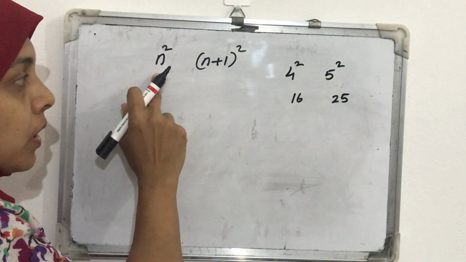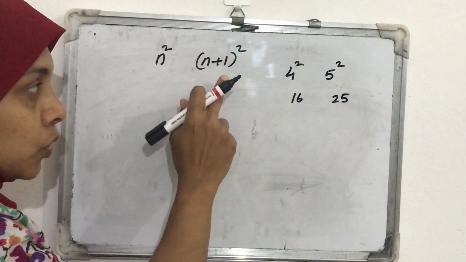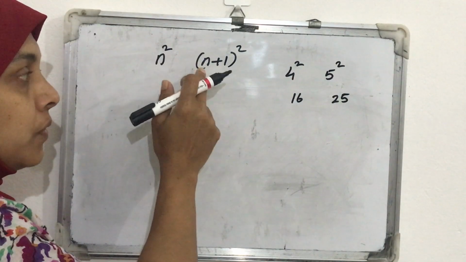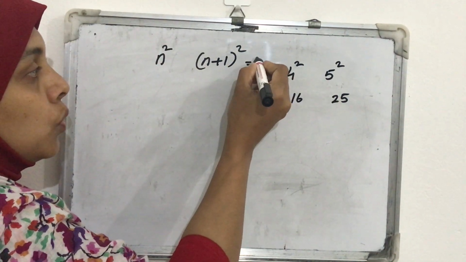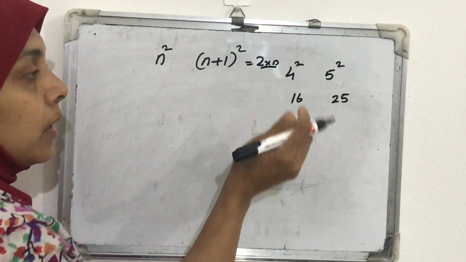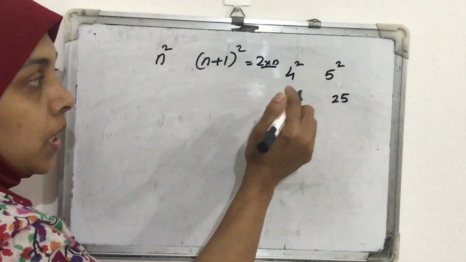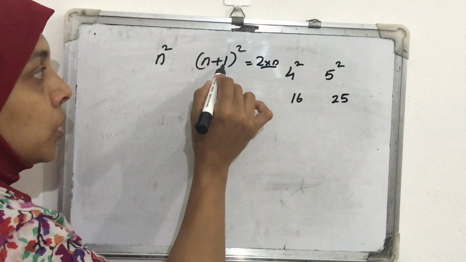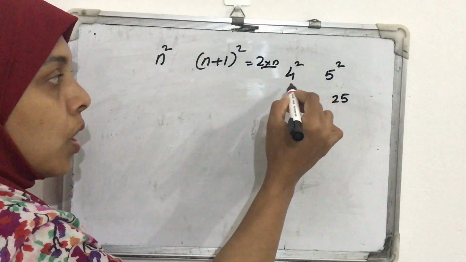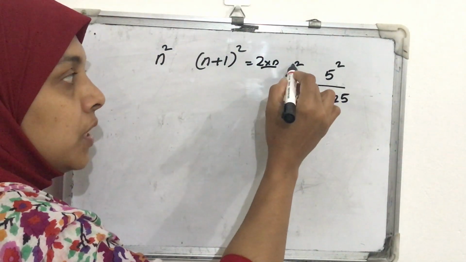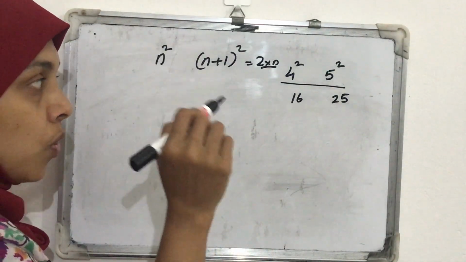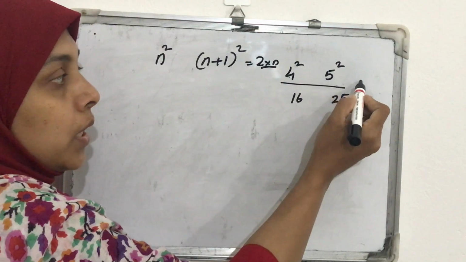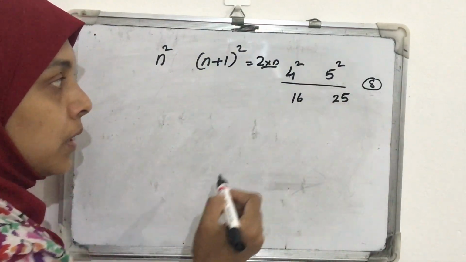If it is n square and the next square number is n plus 1 whole square, then how many numbers will be between these two? That will be 2 into n. Here in this example will be what? Here instead of n square it is 4 square. Instead of n plus 1 whole square it is 5 square. So how many numbers will be there in between 4 square and 5 square? Only we need multiply 2 with 4. 2 into 4 is 8 numbers will be there.